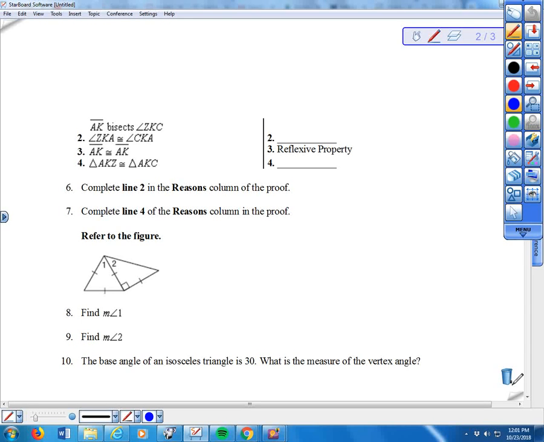Okay, now the final step was to prove the two triangles are congruent. So it had to be one of 5 answers. Side, side, side, side, angle, side, angle, side, angle, angle, angle, side, hypotenuse, leg. Anytime you're going to prove two triangles are congruent, it's one of those 5.